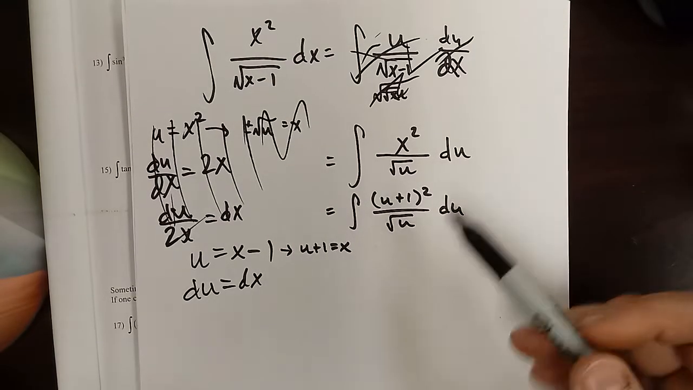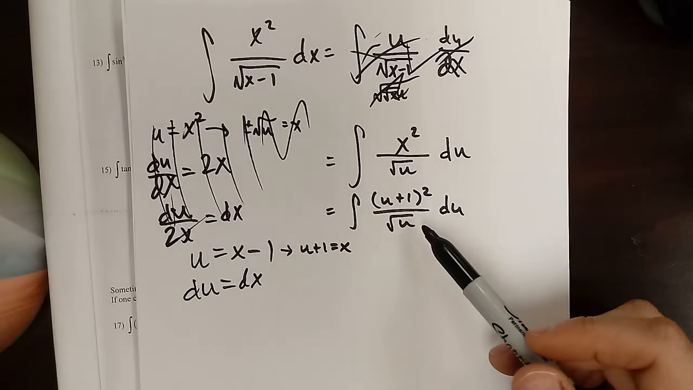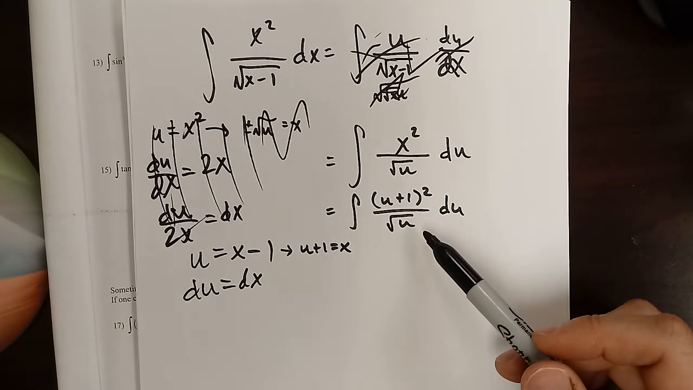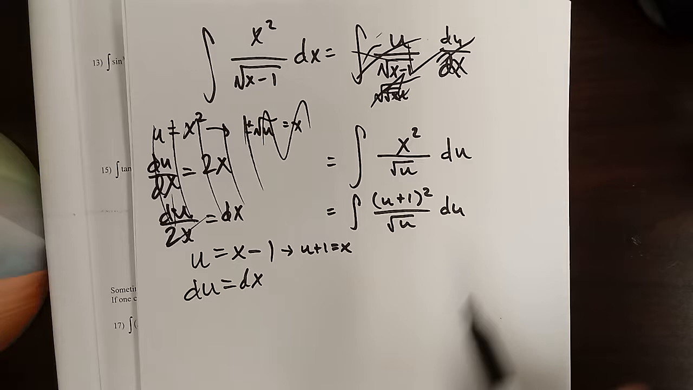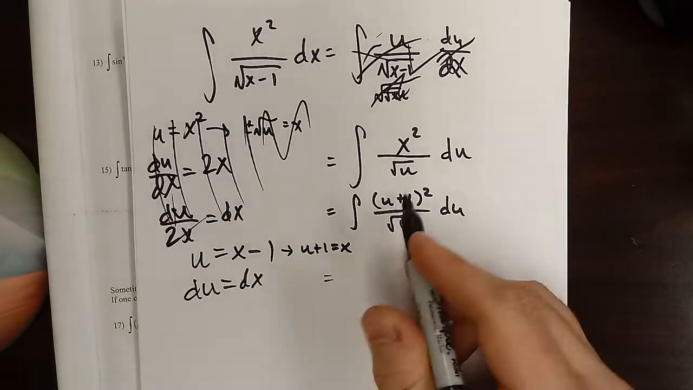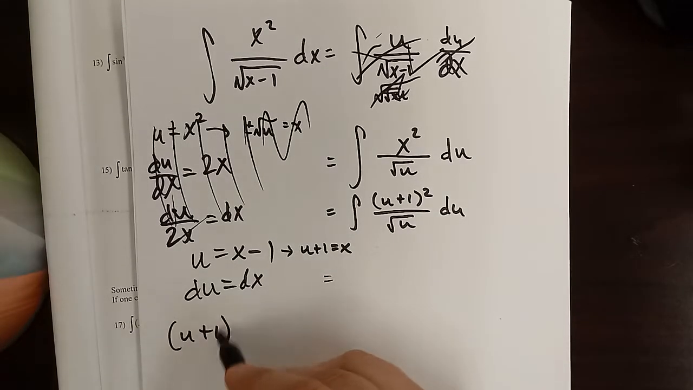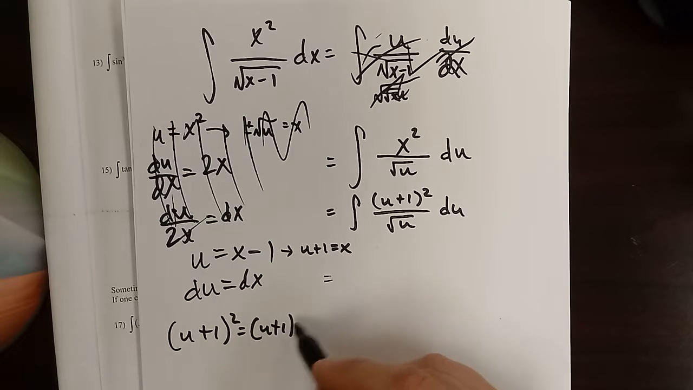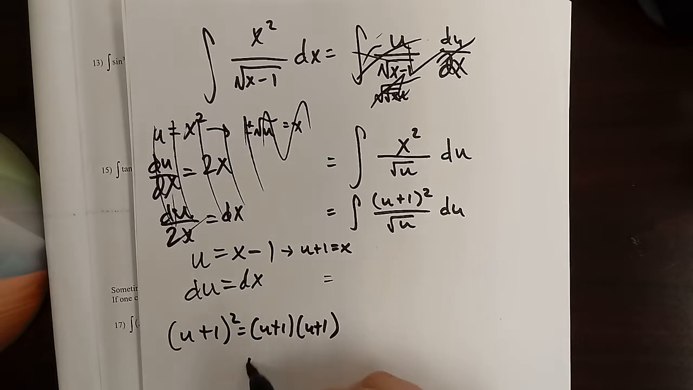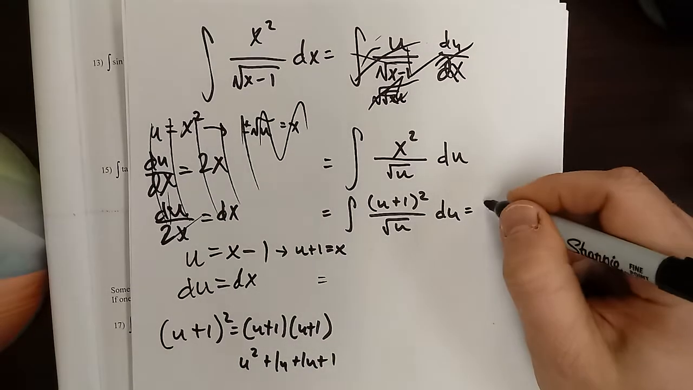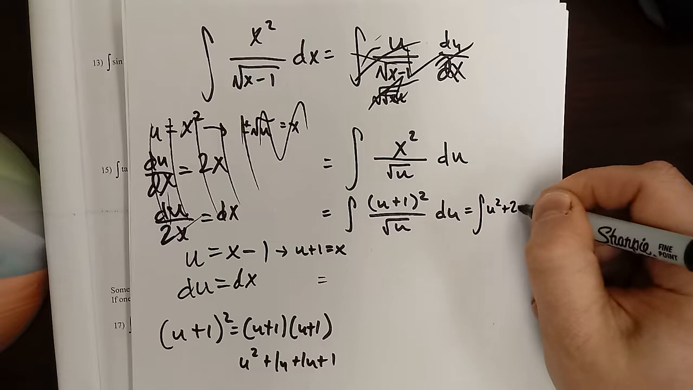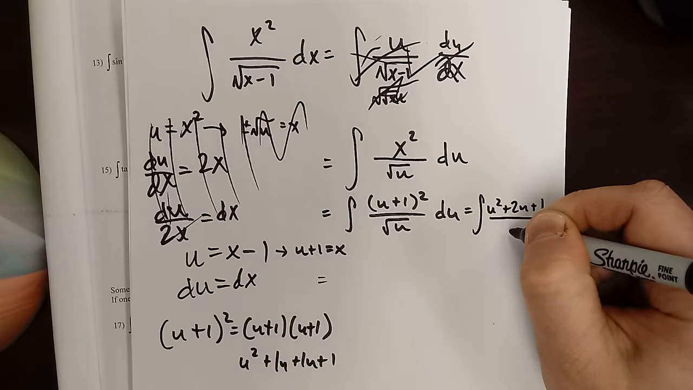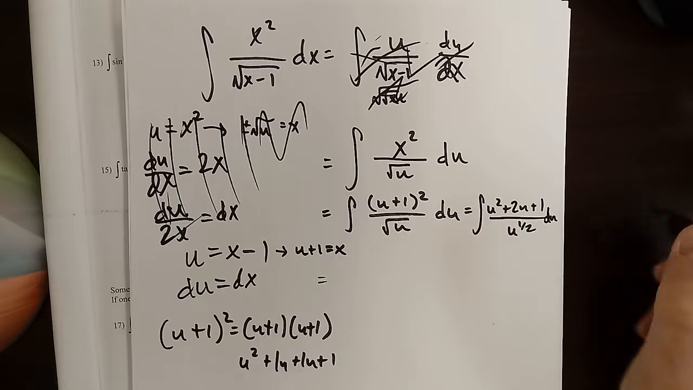which you might think, no, this is bad. This is even worse than it was before. Why does life hate me? But just pause. Let's FOIL that numerator out. u plus 1 squared is equal to u plus 1 times u plus 1. So we get u squared plus 1u plus another 1u plus 1. So I'm going to write u squared plus 2u plus 1 over u to the 1/2 du.